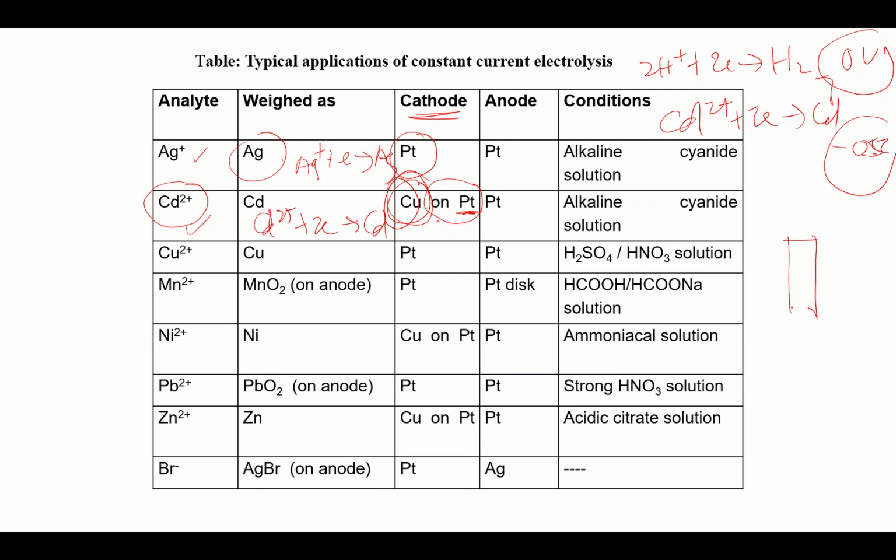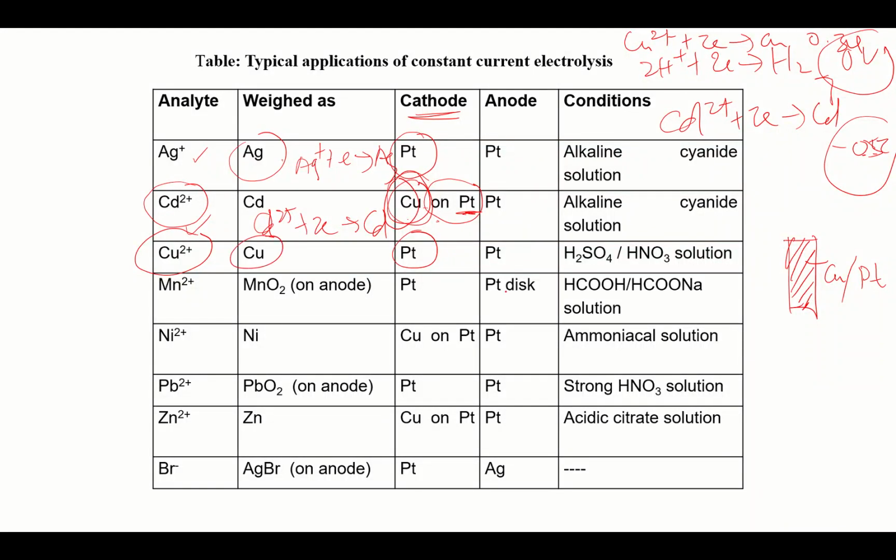You take platinum and coat it with copper: copper coated on platinum. So the outer surface is copper, not platinum. You cannot use platinum directly, because hydrogen will evolve. As for copper, since copper 2+ is more positive, 0.34 V, there is no problem if you use a platinum substrate for the deposition of copper.